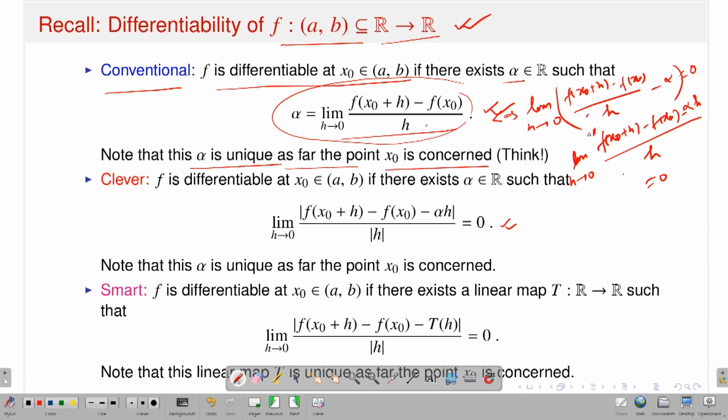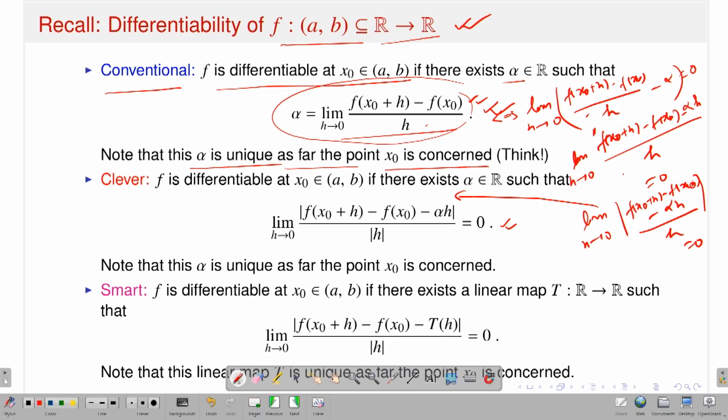So, that means this is nothing but, this is the same as limit h approaches 0 of modulus of f of x naught plus h minus f of x naught minus alpha h, divided by h, that goes to 0, and that is exactly equal to this, right. So, you take the mod in the numerator and in the denominator. Earlier I had looked at the derivative in this way, but now I would like to see it in a different way.